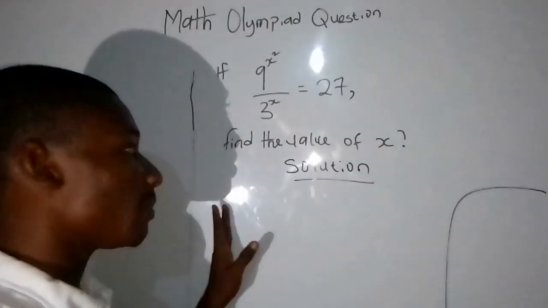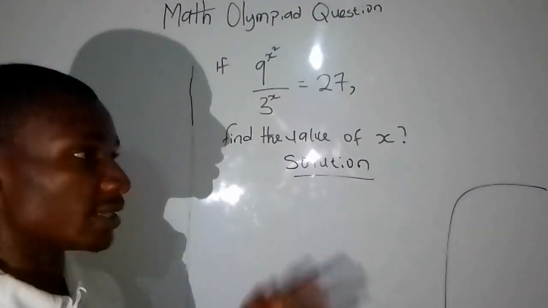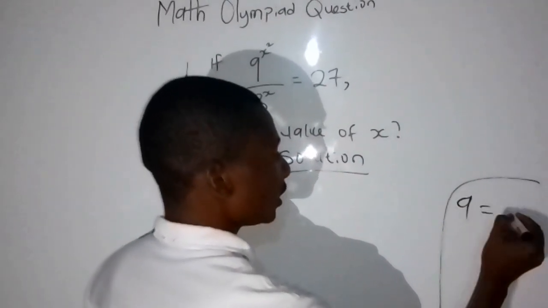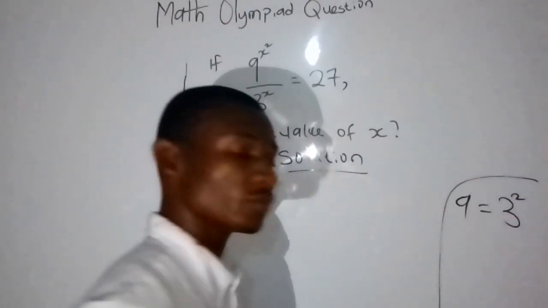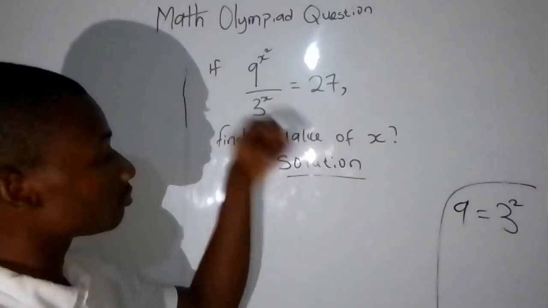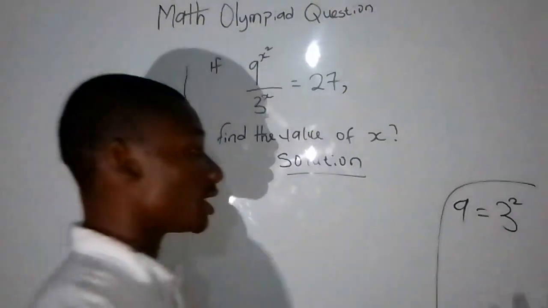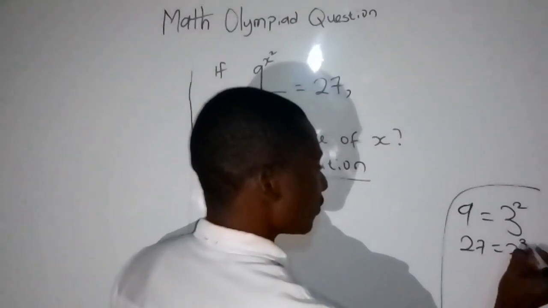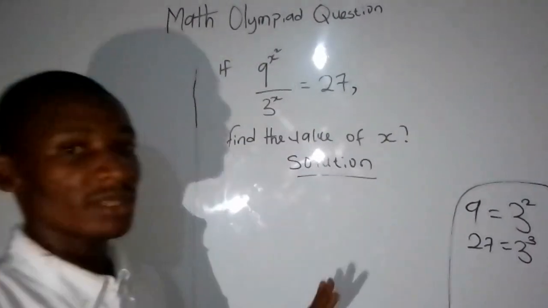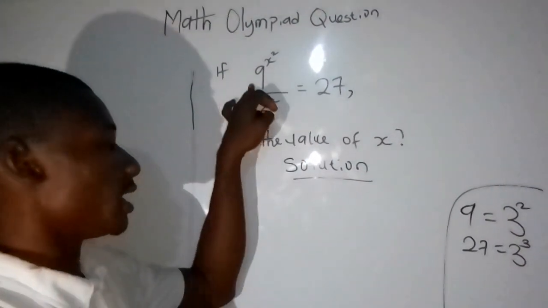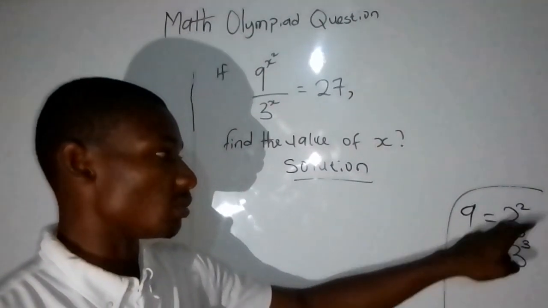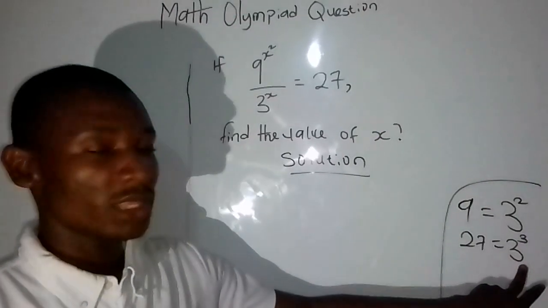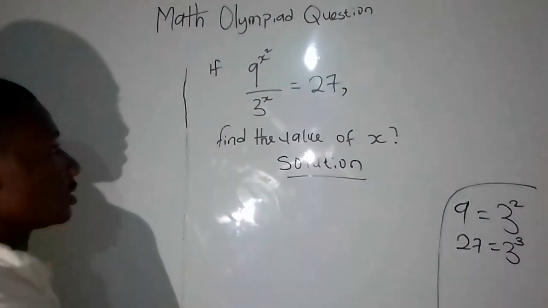Now, remember from the knowledge of indices that 9 can be expressed in an index form as 3 raised to power 2, and 27 can be expressed in an index form as 3 raised to power 3. What this simply means is that where we have 9, we are going to replace it with 3 raised to power 2, and where we have 27, we are going to replace it with 3 raised to power 3. So now let's do it together.